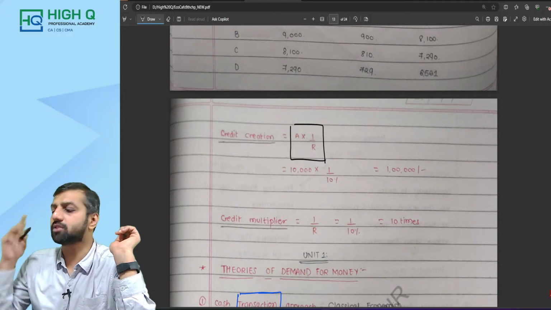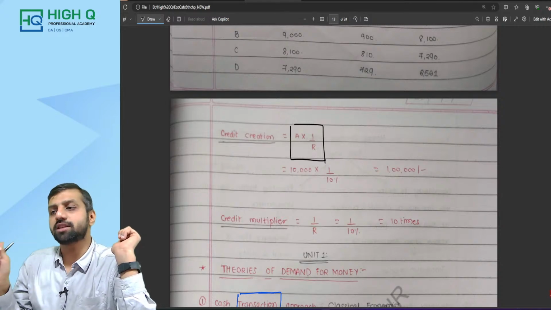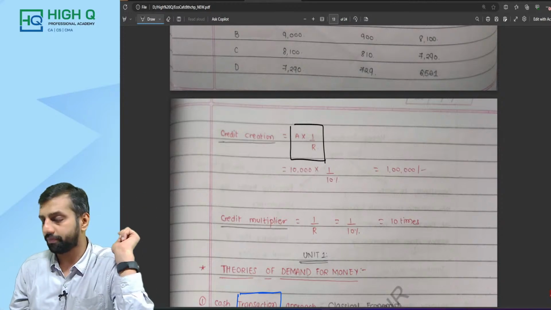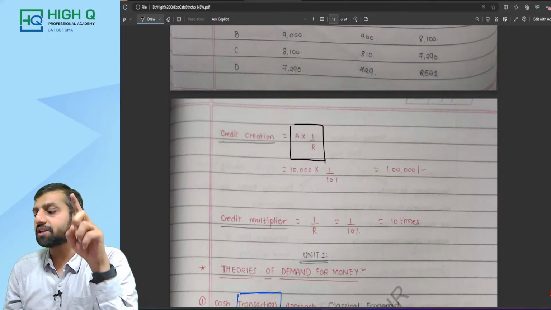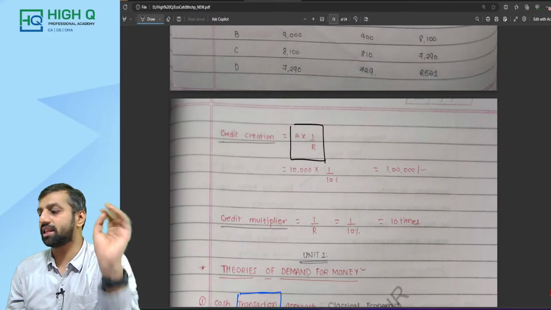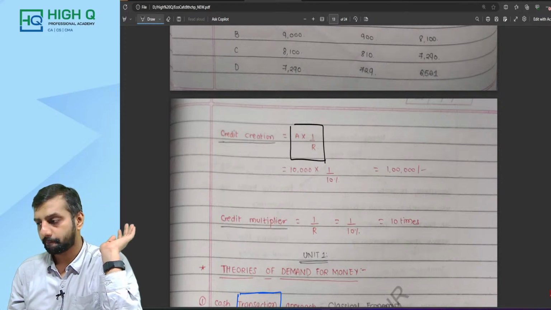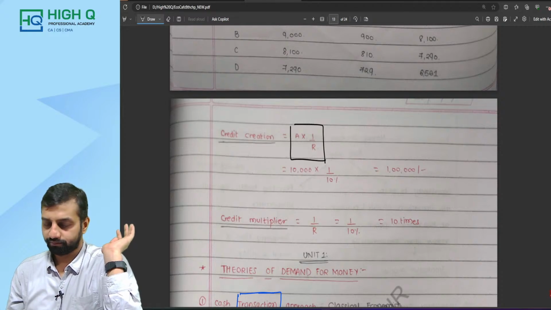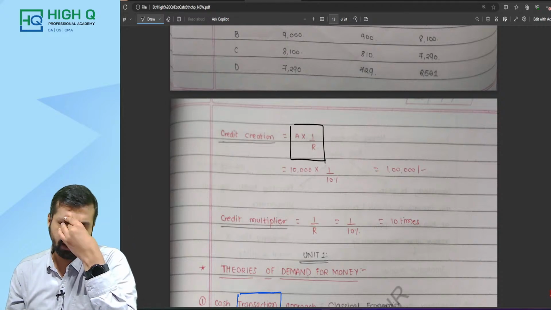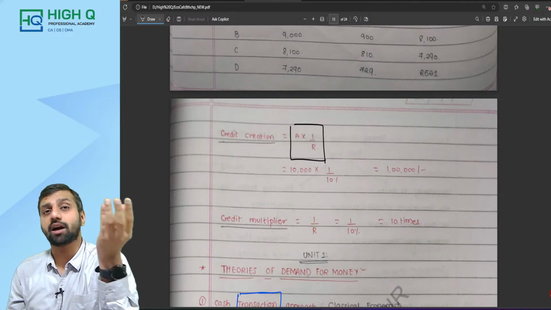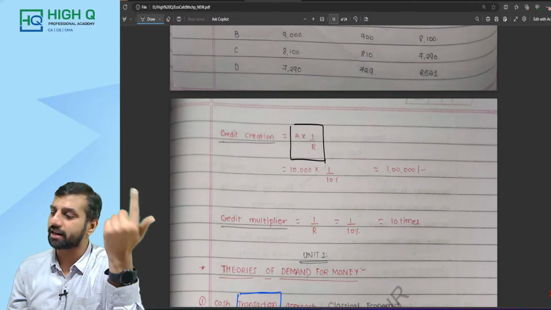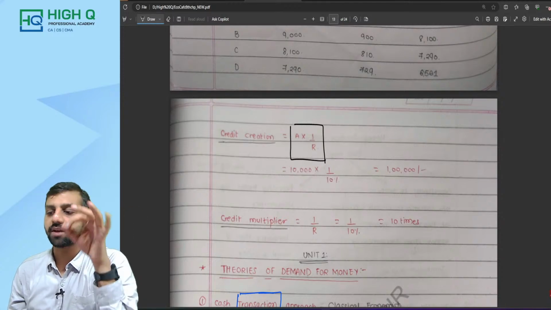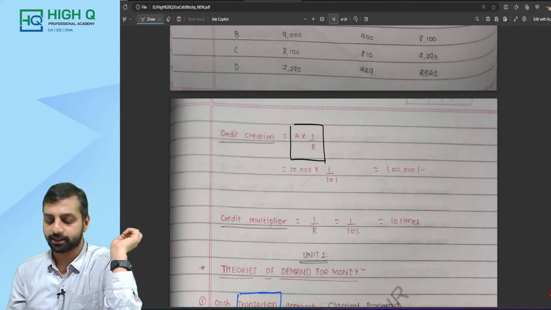Vasant, your question is not clear. Time deposits are those deposits which are for a longer duration of time, like a fixed deposit and a recurring deposit. They are called time deposits. So in a bank we have current account and savings account, which are called demand deposits. In a bank we also have fixed deposit and recurring deposit, which are called time deposits.